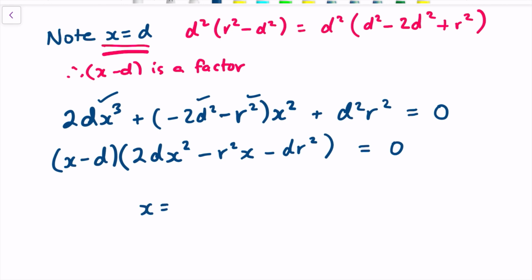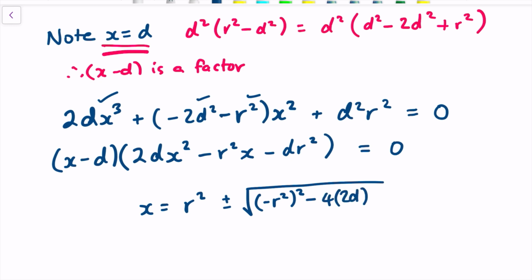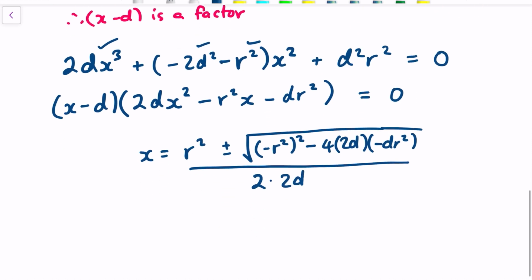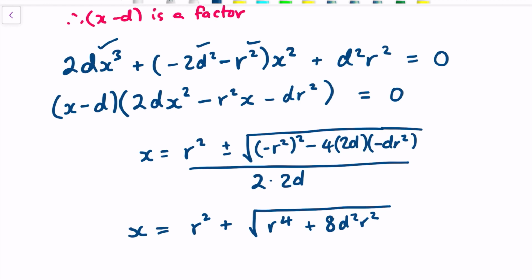x equals minus b, so r squared, plus or minus the square root of b squared, so minus r squared all squared, minus 4ac, so 4 times 2d times minus dr squared, all over 2a, which is 2 times 2d. Tidying this up and taking the positive root, think about why we take the positive root here. The stuff underneath the square root becomes r to the 4, and 2 negatives is a plus, so plus 8d squared r squared, all over 4d.